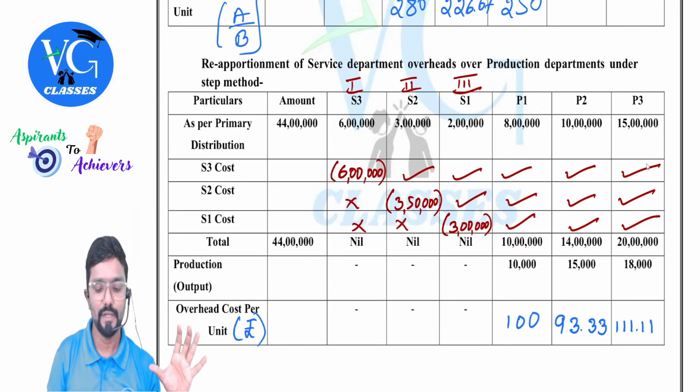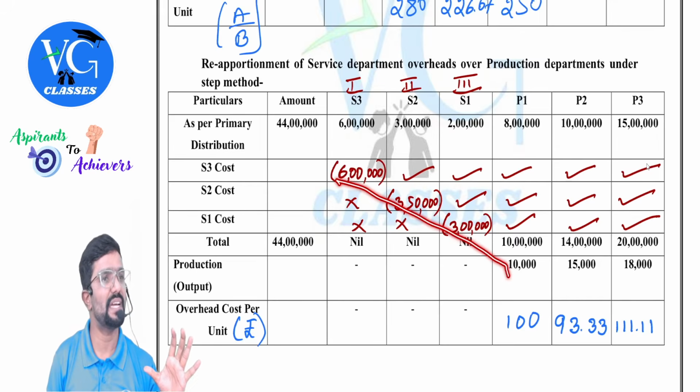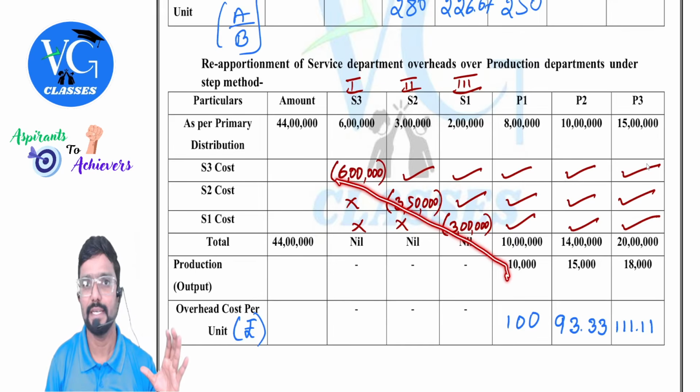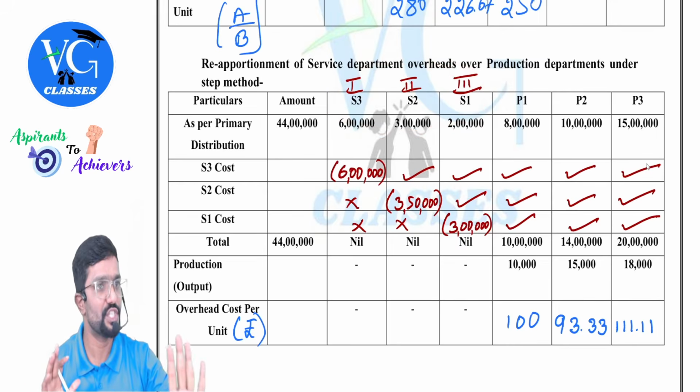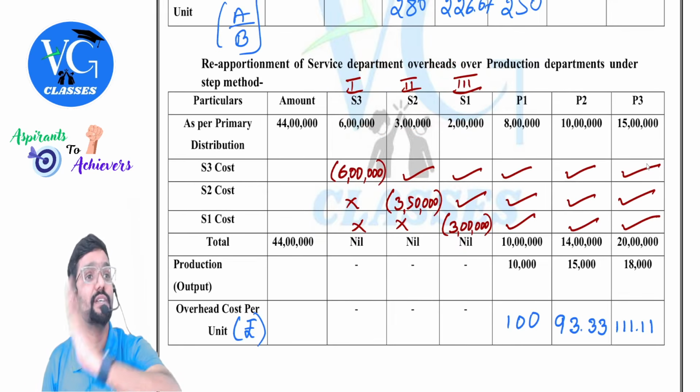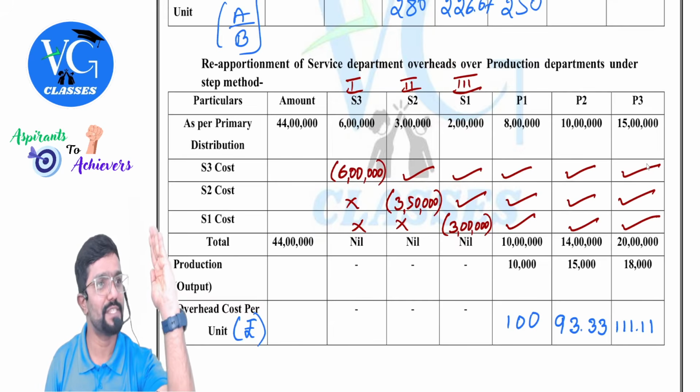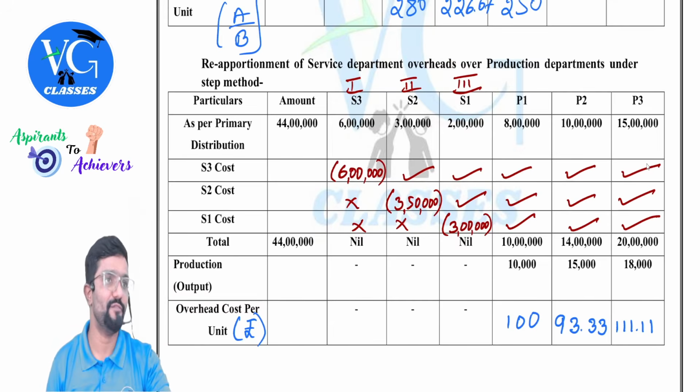Hope you are understanding that. So you can see we are following a step here. Step ladder we call this. Clear? So please arrange the service department columns first. And in what order will you arrange? First the highest service department, and keep on allocating the same.